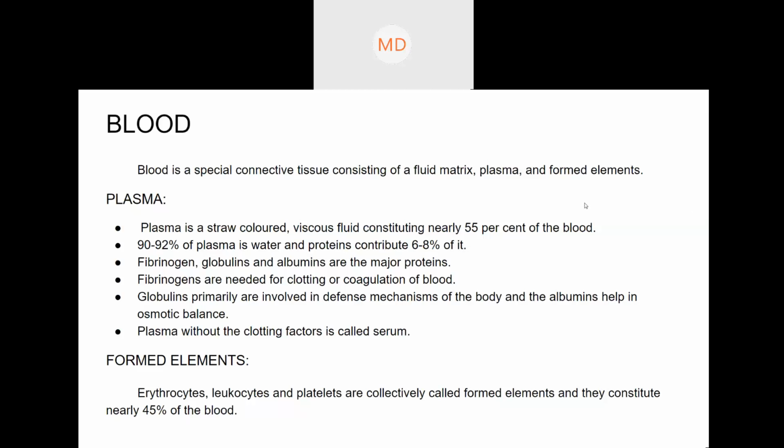So there are three proteins in plasma. That is fibrinogen, globulin, and albumin. Fibrinogens are essential for blood clotting.